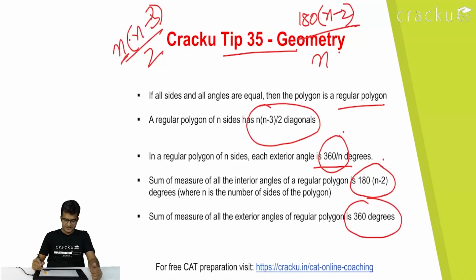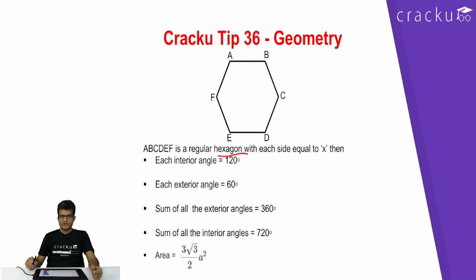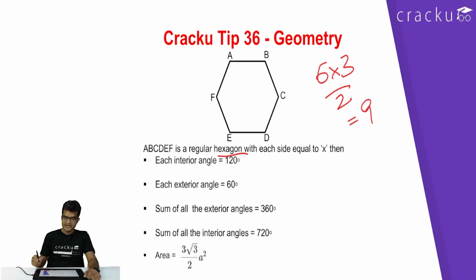Let us now look at the next slide. Here we have a hexagon. What is the number of diagonals of a hexagon? It will be 6 into 3 divided by 2, which is equal to 9. So there are 9 diagonals.